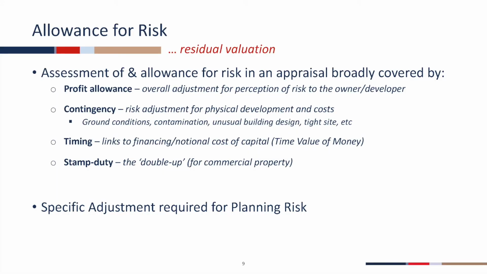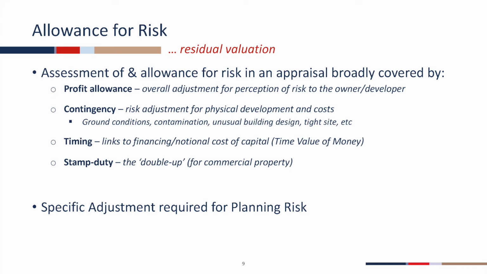I'm going to now focus on the allowance for risk within a particular appraisal. The assessment of risk in an appraisal will be covered by four main components. Principally the profit element, which we've already discussed, the level of contingency, the timing of a particular project, and actually the allowance for stamp duty within the calculation. That's sort of an end allowance.